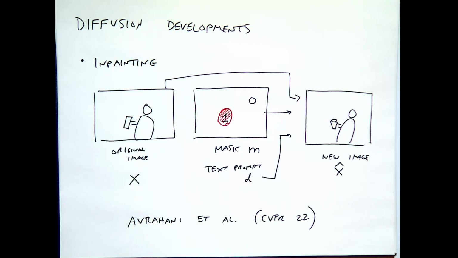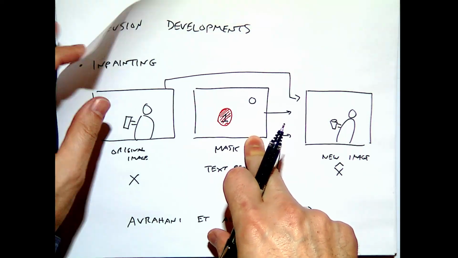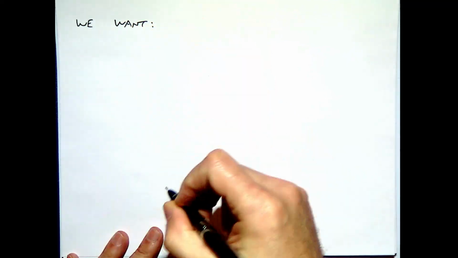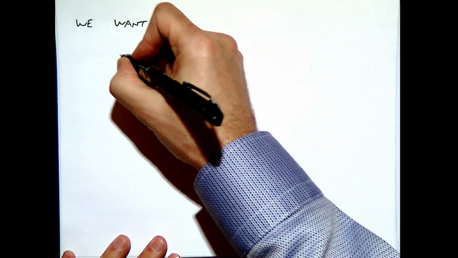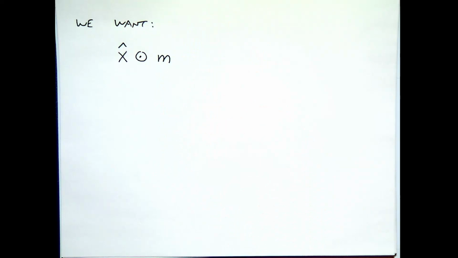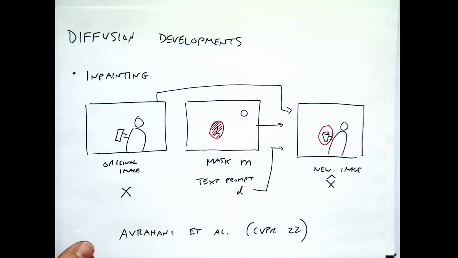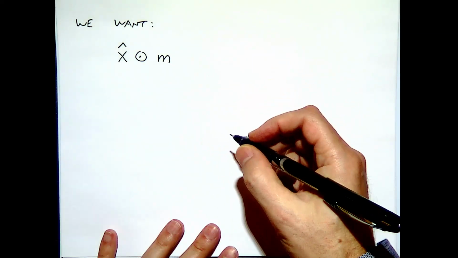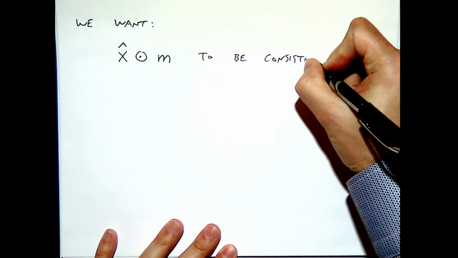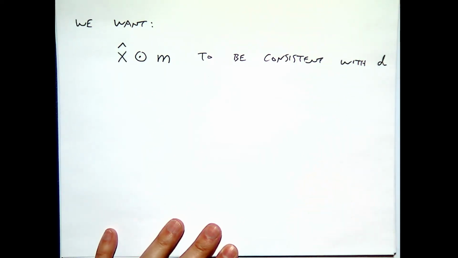So here's the idea. I want to think about the element-by-element multiplication of these two images. If I take the image that I create and multiply it element by element with M, that's just going to be the region around the new object. It's only going to be 1 in that region and 0 everywhere else. This should be consistent with the text prompt, which I'm going to call D.